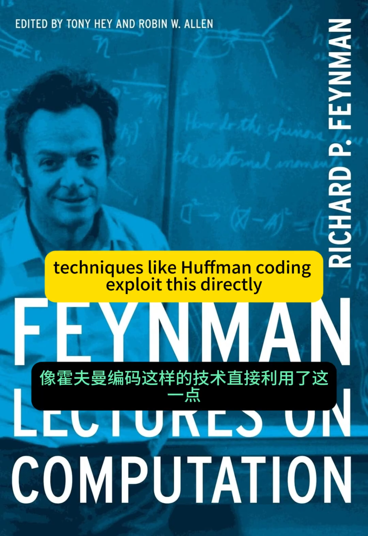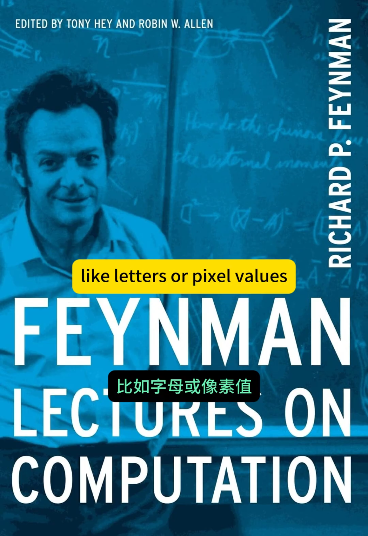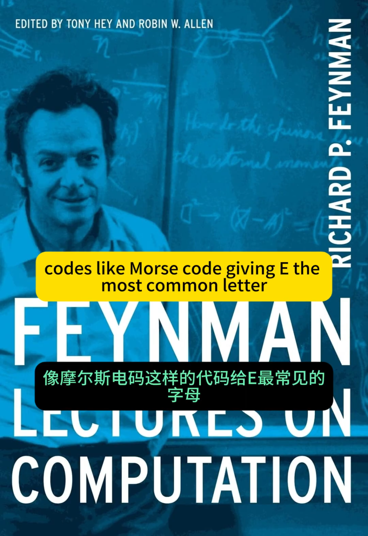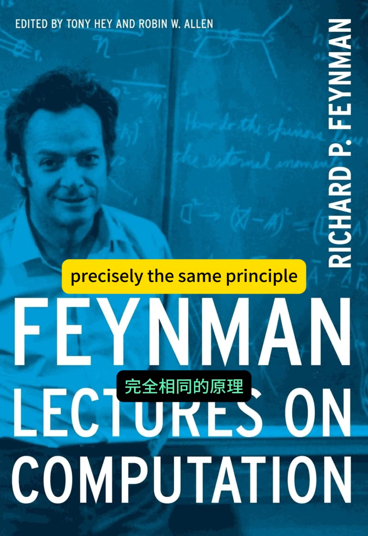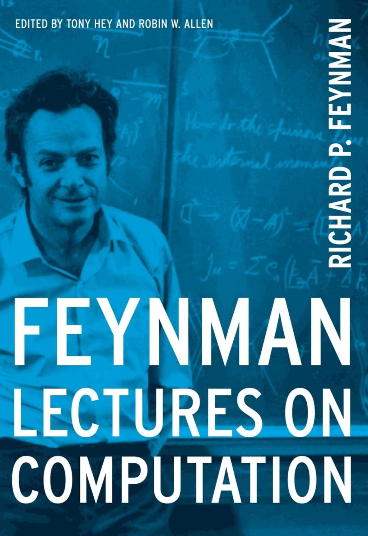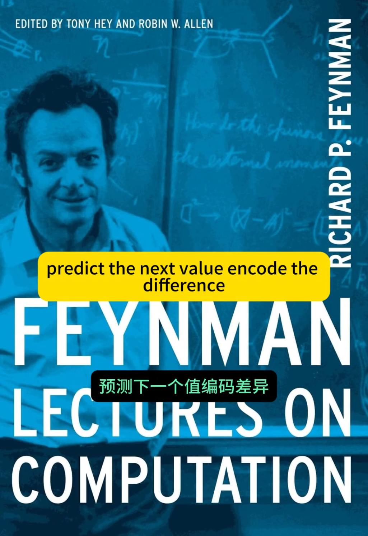Exactly. Techniques like Huffman coding exploit this directly. You analyze the frequency of symbols, like letters or pixel values, in your data. More frequent symbols get assigned shorter binary codes, less frequent ones get longer codes. Like Morse code giving E, the most common letter, the shortest code, just a single dot. Precisely the same principle. It's a variable length code based on probability, achieving compression. Predictive coding is another angle. Predict the next value, encode the difference.